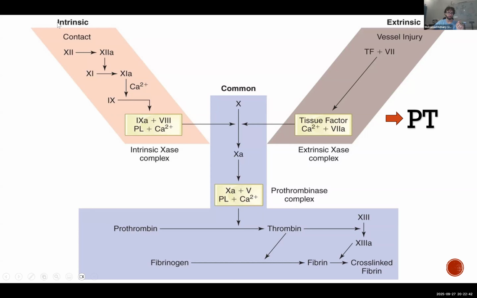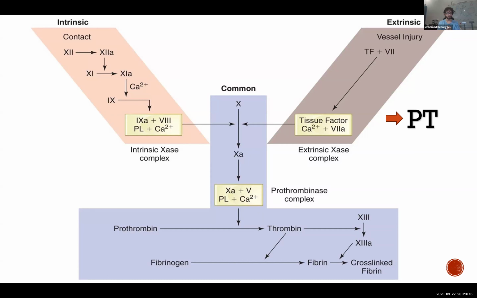Let's talk about the intrinsic pathway. It starts with 12, and then 11, and then 9, and then 8. You have to memorize them. 12, 11, 9, 8. These are the factors that are involved in the intrinsic pathway. In the intrinsic pathway, we don't have the tissue factor. Tissue factor is only in the extrinsic, because from the name, tissues are outside the cells, so it's for the extrinsic pathway.